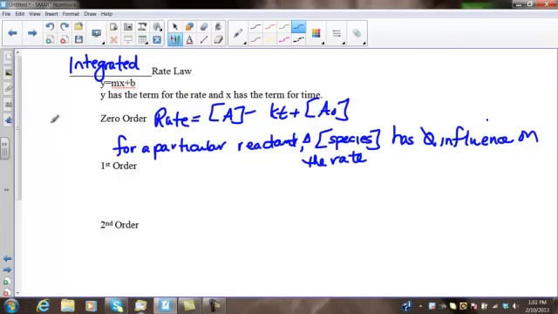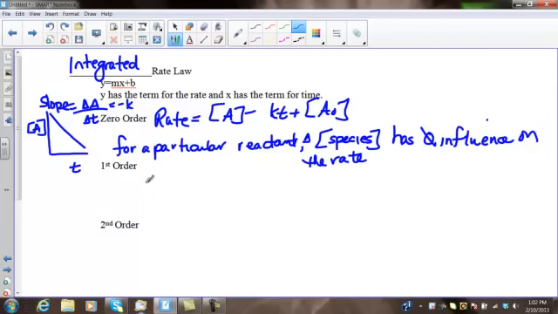If we were to graph this, we'd have the concentration of A over time. It looks something like this. So our slope would be equal to the change in A over the change in T, which is equal to negative K.